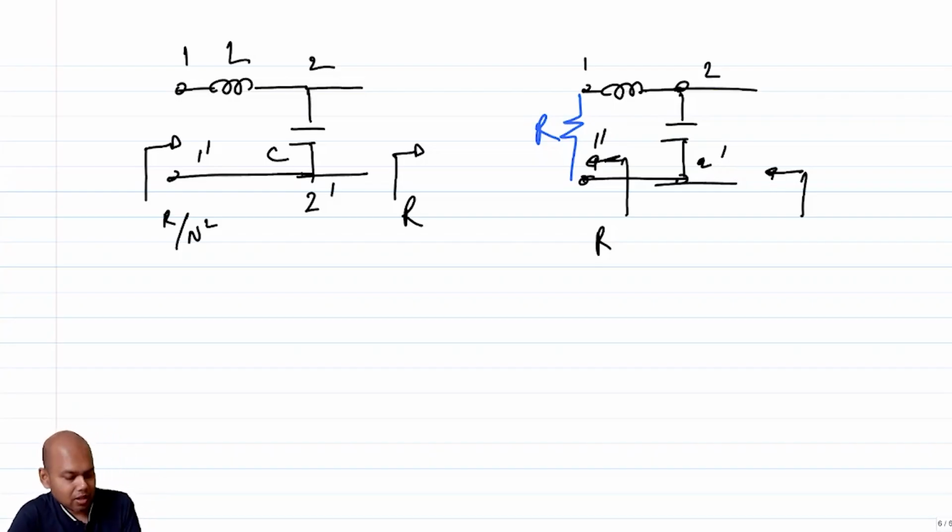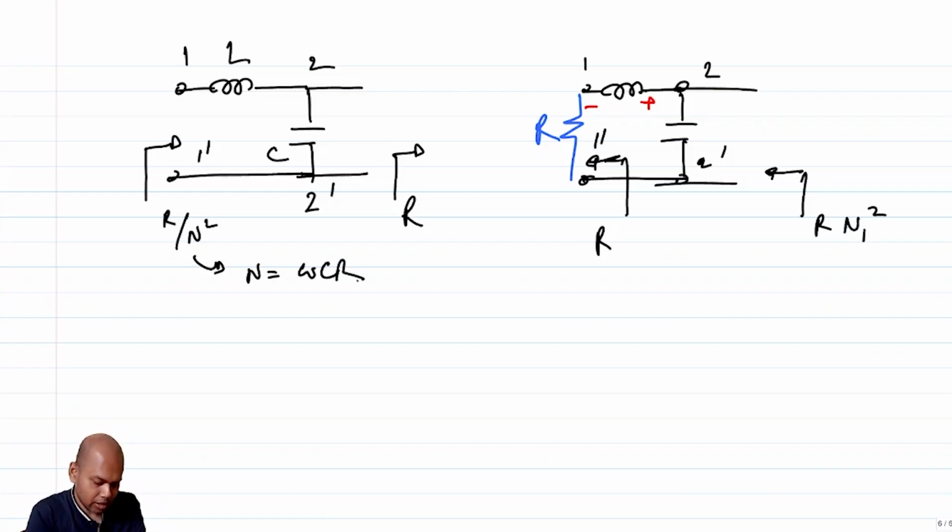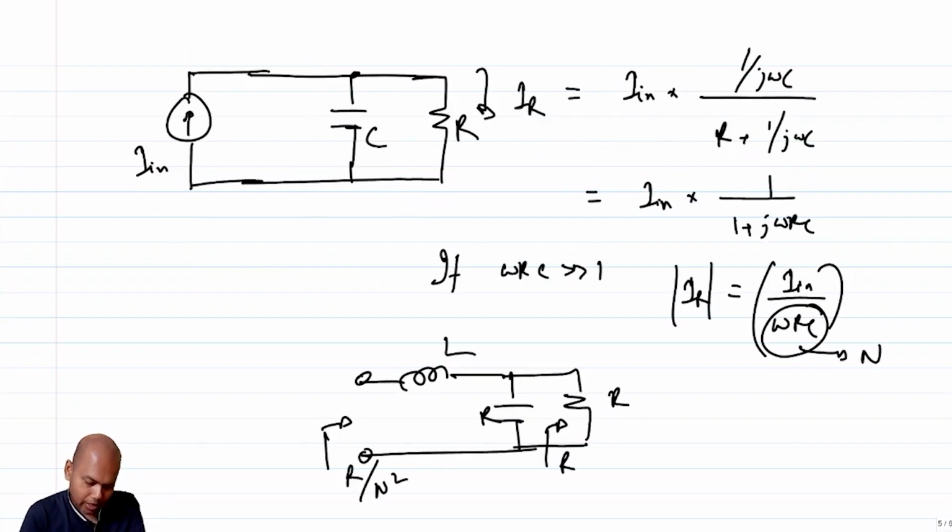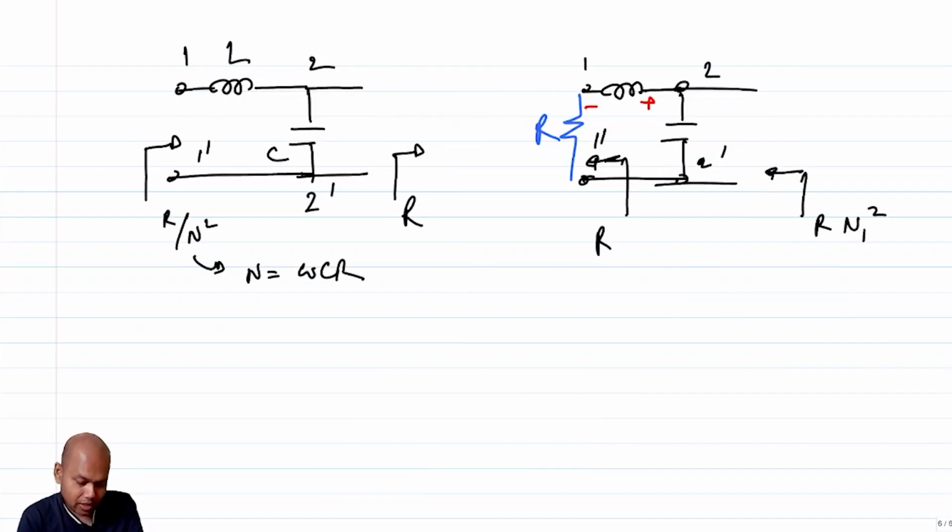Do you recall this circuit? Of course you recall, because looking from here there is a voltage division across this, and this will basically upconvert the value of R to a higher value, R times N squared. So this will be R times N1 squared, where here N is omega CR. Or did I make a mistake? Yeah, N is omega CR. What is the N here?